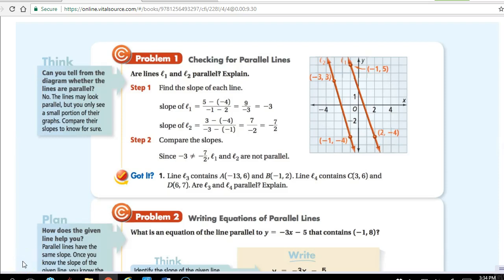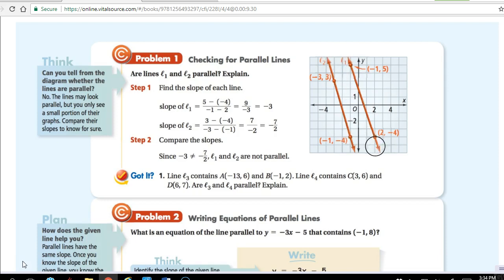Hello, we're looking at section 3.8 in your geometry textbook today. This is found on page 198, and we're looking at problem number 1, which is just talking about parallel lines. And as we look at this, it's simply just asking, are these two lines over here parallel?